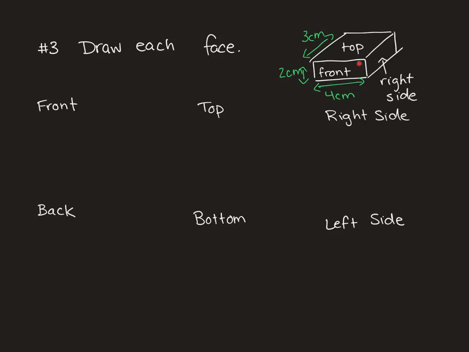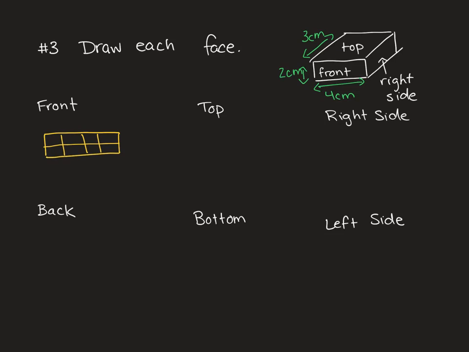So for the front, what are the dimensions of the front face? If we look at the front face, we need to figure out what the measurements are. Going up and down, it is 2 centimeters. Side to side, it is 4. So if you were to draw this on graph paper, it would need to be 2 by 4. So it would have 8 little squares in it.